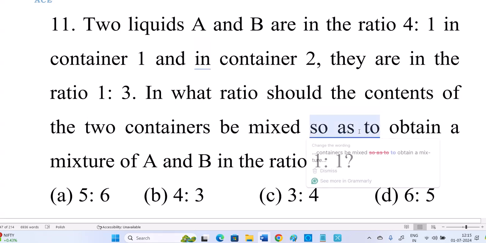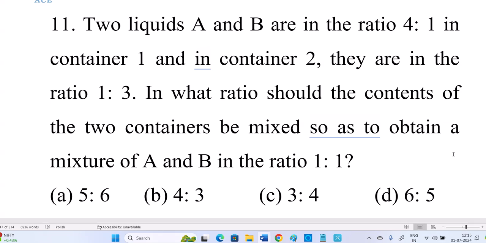Now, first thing I want to get clarity: read the question carefully. Finally, is the mixed ratio given or not? Please let me know. Read the question carefully. Two liquids A and B are in the ratio 4 is to 1 in container 1, and in container 2 they are in the ratio 1 is to 3. It's like classroom A boys and girls 4 is to 1, classroom B boys and girls are 1 is to 3.